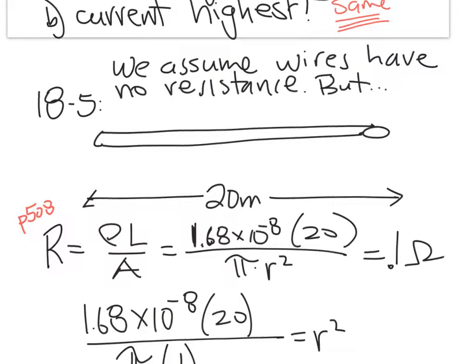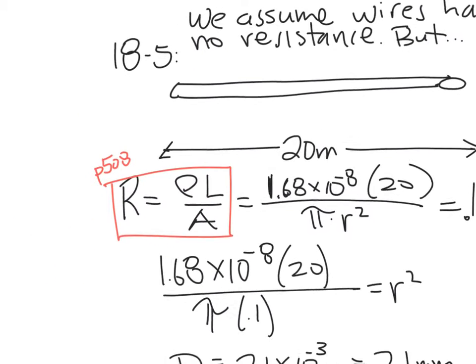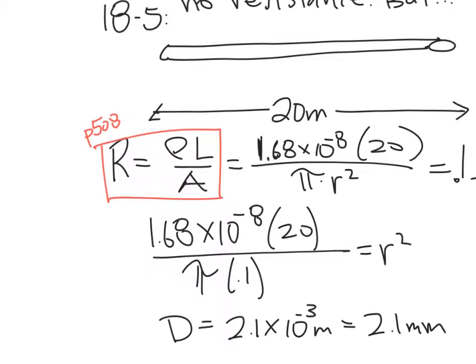So, 18.5. We assume that wires have no resistance, but the reality is that they do have some. This is our formula for the resistance of some wire, where the material has a resistivity. What's that variable called? Yeah, rho. If you look at page 508, we see that the resistivity for copper is 1.68 times 10 to the negative 8th. I left the units off here.